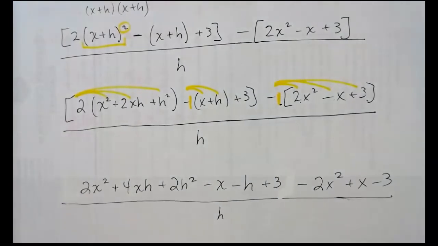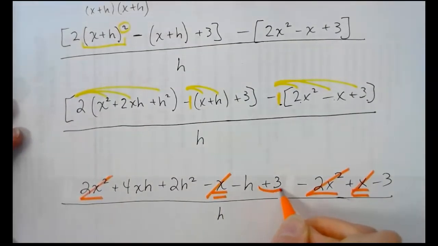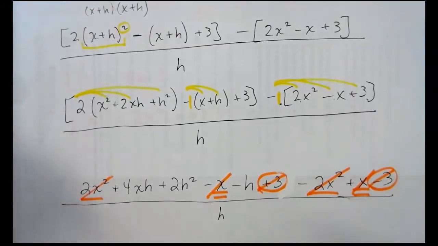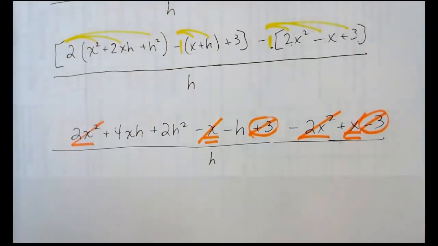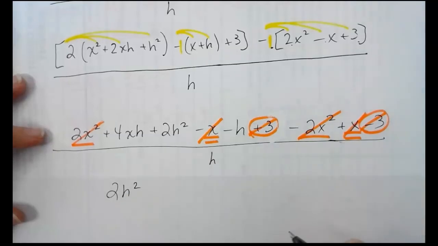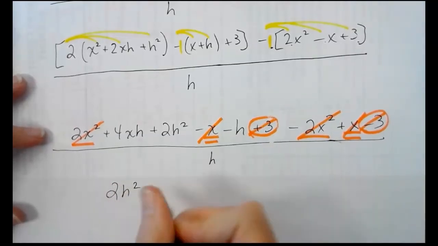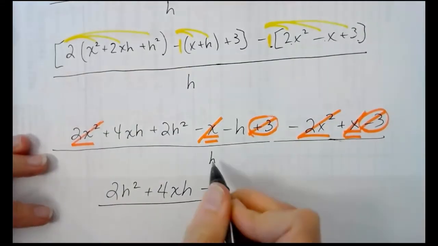Okay, so now let's start hunting for like terms. So 2x squared, negative 2x squared. Goodbye. What else do we have? A negative x and a positive x. Goodbye. We've got a plus 3 and a minus 3. Goodbye. And now all that remains is, and I'm going to try to get this in descending order here, 2h squared, and then we've got plus 4xh minus h all over h.